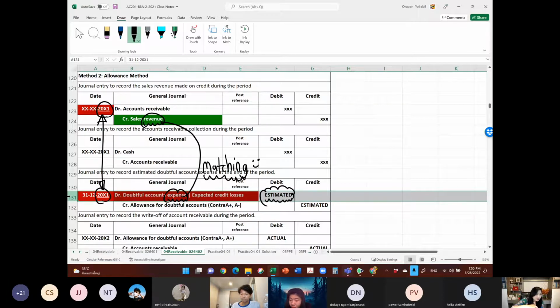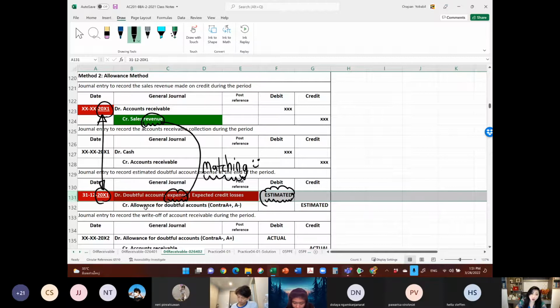So the doubtful account expense here is closely related to the sales revenue. They are closely related, right? Without the revenue, you would not have the accounts receivable, and without the receivable, you would not have doubtful account expense. So the doubtful account expense is closely related to the revenue. That's why we want to record them in the same year.